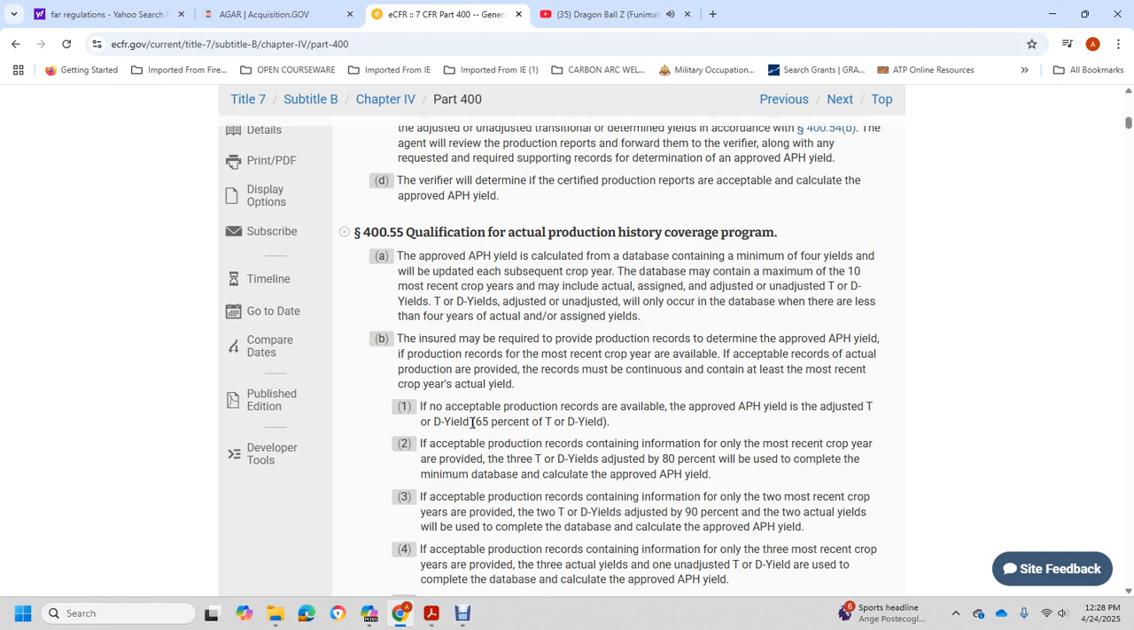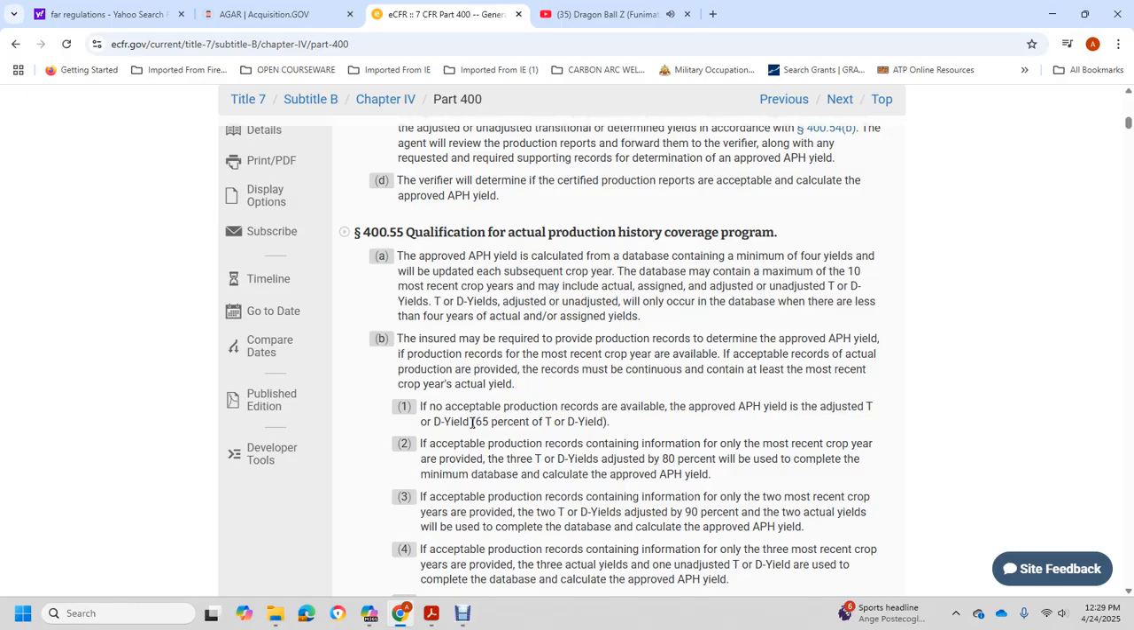T&D yields, adjusted or unadjusted, will only be used in the database when there are fewer than 4 years of actual or assigned yields. The insurer may require the insured to provide production records to determine proof of the actual production history yield, including production records for the most recent crop years, if available and accessible.